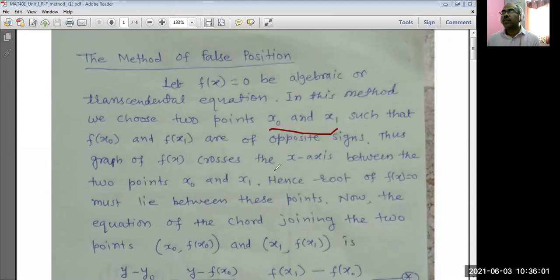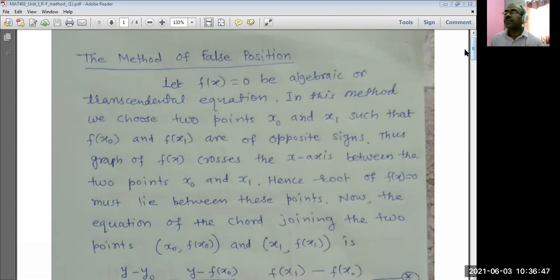So the graph of the function f(x) crosses the x-axis between the two points x0 and x1. And that is why we impose this condition to find the solution of the equation f(x) = 0. As the graph of this function crosses or intersects the x-axis between the two points, we claim that f(x) = 0 has a root which lies between the two points x0 and x1. So just look at the graph which I have here.